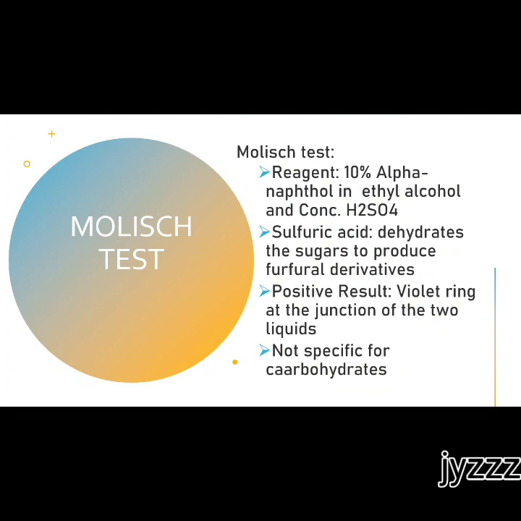And then these furfural derivatives will combine with your alpha naphthol to produce a violet ring at the junction of your two liquids. Your positive result for this is a violet ring at the junction of your two liquids. This one is a general test for your carbohydrates, so theoretically, all of your carbohydrates will test positive for this test.